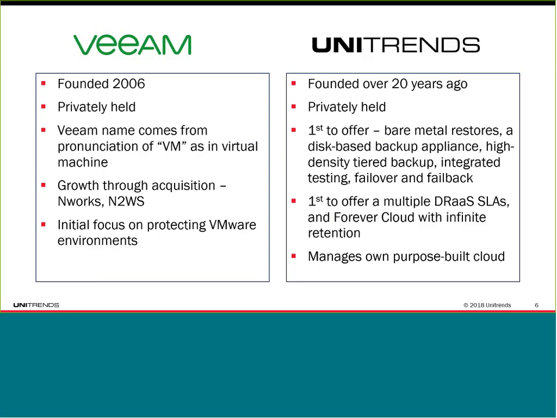Unitrends, however, was founded over 20 years ago, in the late 80s. It is also privately held, but it was the first to offer bare metal restores of Unix systems. That's where the Uni in Unitrends comes from. Today we offer disk-based appliances, tiered backup with high-density disks, and integrated backup and DR testing that's automated for both failover and failback to your environment.